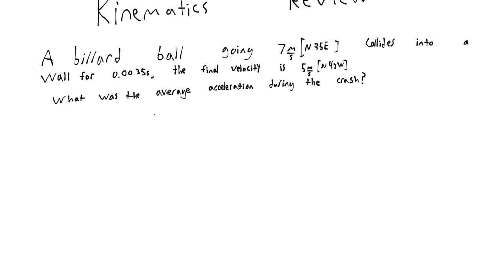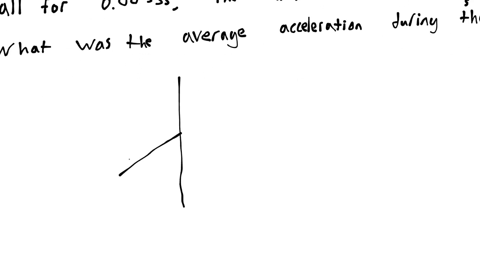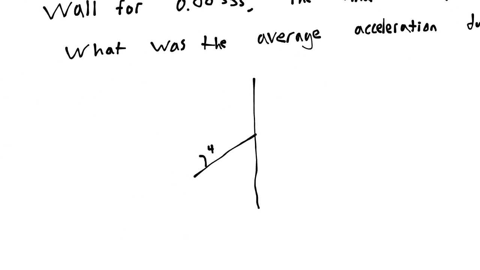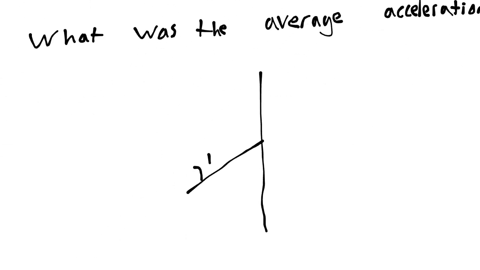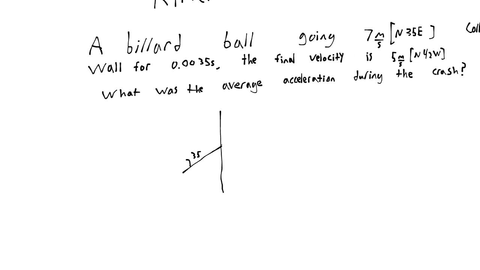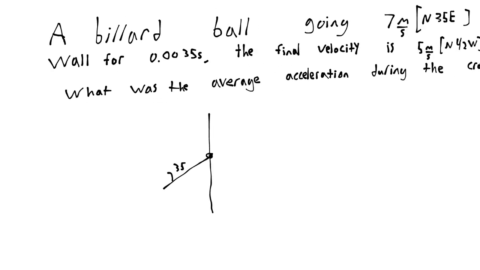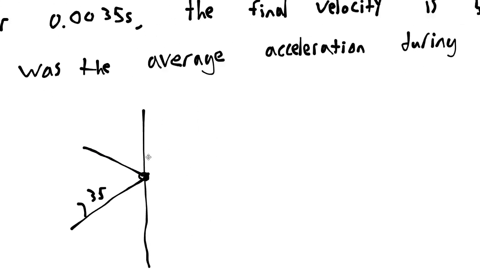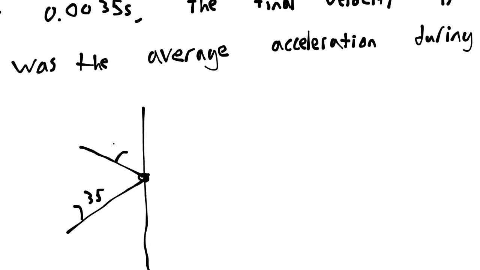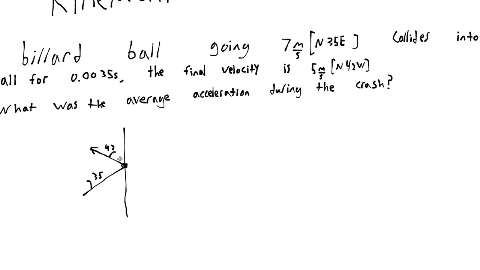So I'm just going to draw a quick little diagram of what this looks like. So it's going to come in like this, and then there is a 35 degree angle, and then it's going to accelerate when it's touching the wall, and then it's going to end up going in this direction, right, which is north 42 degrees west. Like right here, kind of like that.